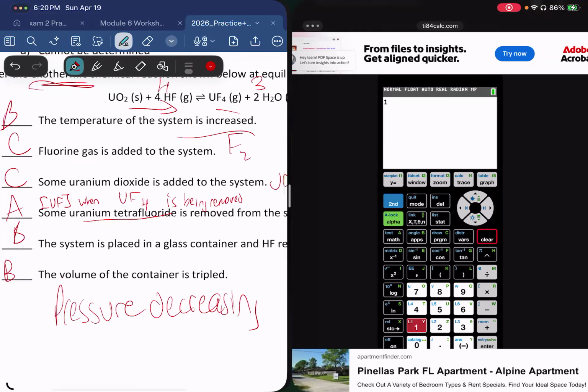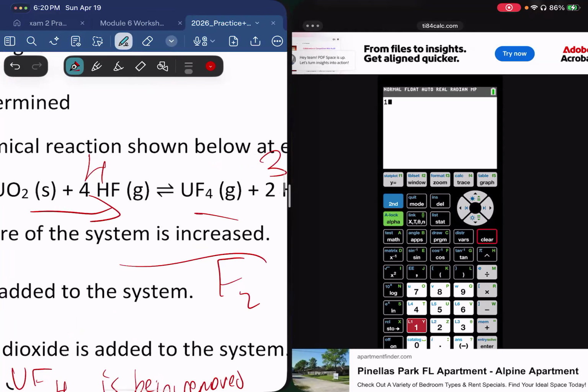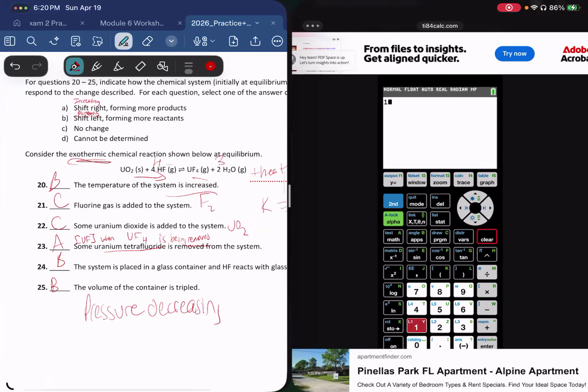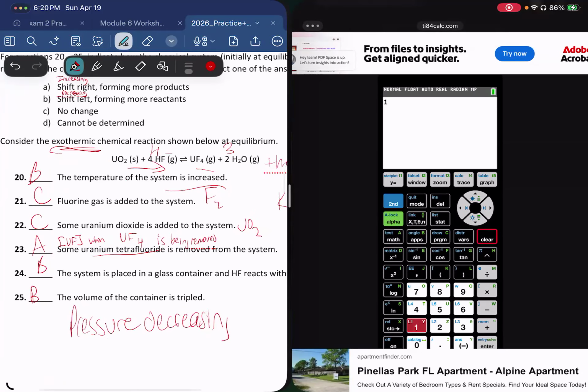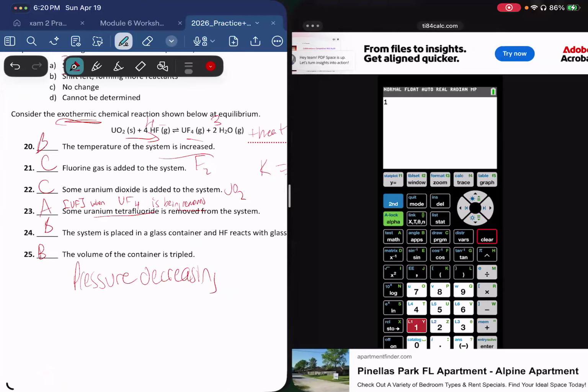So obviously UF4 is being removed, but at the same time the forward reaction is occurring and it's replenishing UF4. So what's happening with UF4? You know what I mean? That's a situation where it might be "cannot be determined," but it's honestly going to be decreasing. But most of the time you're never going to see "cannot be determined," all right? Do you get what I'm trying to say there?